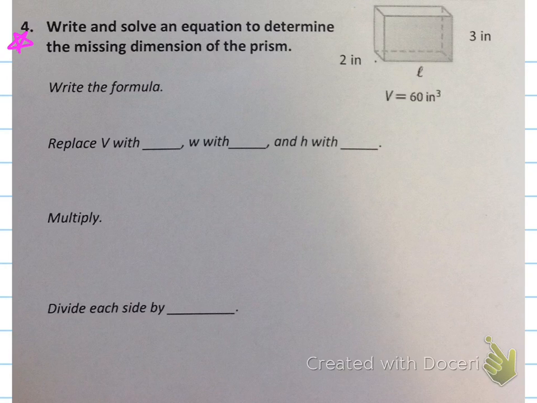Alrighty, now for one completely on your own. You need to write and solve an equation to determine the missing dimension of the prism. Remember, you need to label your dimensions in the figure, in the picture, write your formula, replace the variables with the numbers that you know, and then solve for the unknown. Remember, your ultimate goal is to get the one variable that you're looking for on one side by itself. So good luck. We'll check in class with your groups when we return.